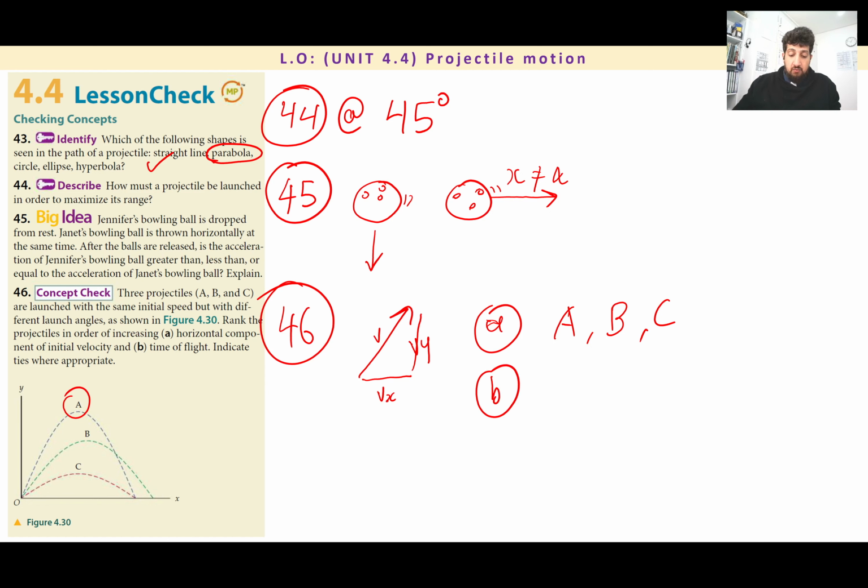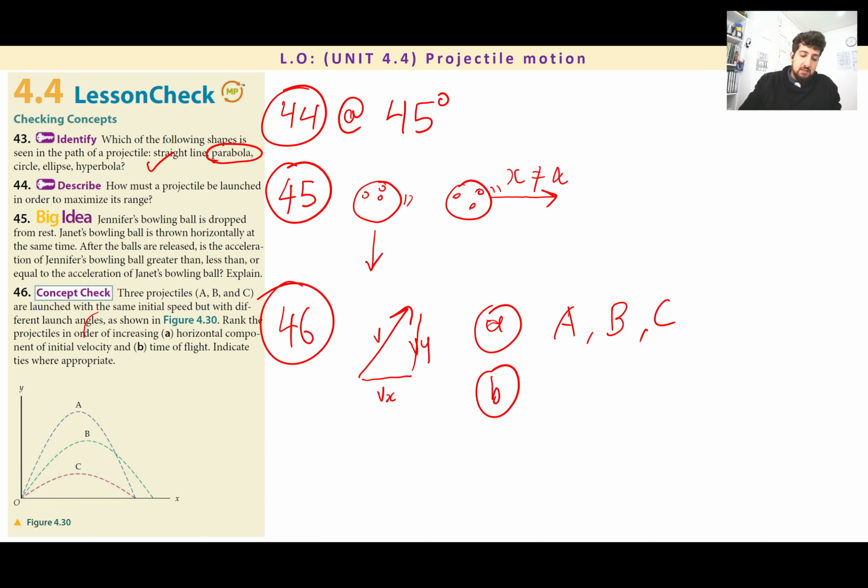B is asking for time of flight. So which one experiences the largest time in flight, or the biggest time in flight, or the longest time in flight? And the answer for that is A. If you launch an object directly upwards, it's going to experience the longest time in flight, but it's going to have the smallest range. So in this case, A is going to experience the longest time of flight.